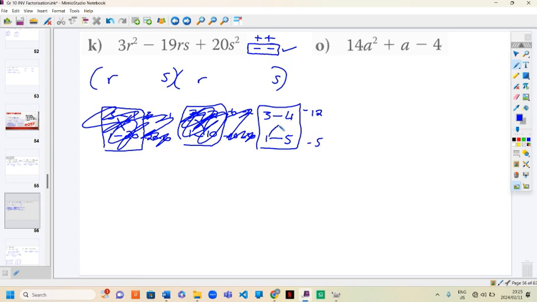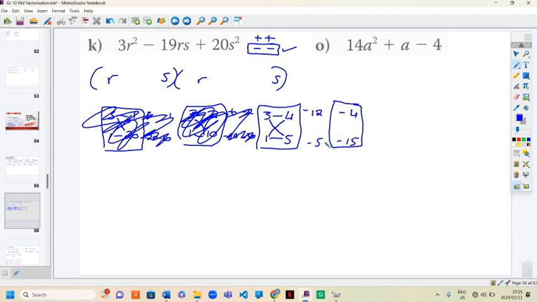Okay, 1 times 4 is going to be 4. It needs to be negative. Okay, and 3 times 5 is going to give me 15, and it needs to be negative. So is negative 4 minus 15 equal to negative 19? Yes, ding, ding, ding. So here's my combination that I'm going to be using.